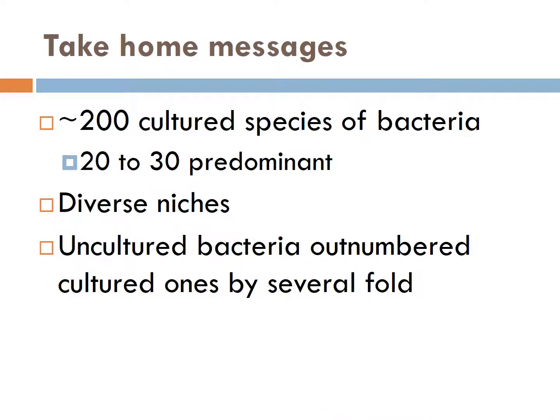The take-home messages for this lecture are that there are about 200 cultured species of bacteria. 20 to 30 species are predominant. It may seem like we discussed an endless list of bacteria in lecture, but compared to the 200 cultured total, we have discussed relatively few. These bacteria collectively occupy diverse niches. Some bacteria individually are generalists, and some individually are specialists. Lastly, uncultured bacteria outnumber cultured ones several-fold. We study the cultured bacteria in depth because that's what we know, but our picture of rumen fermentation could be missing many pieces.